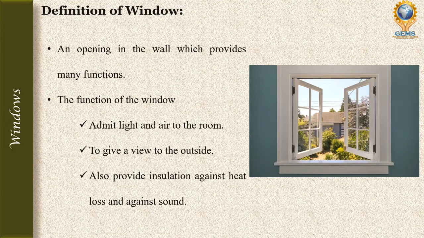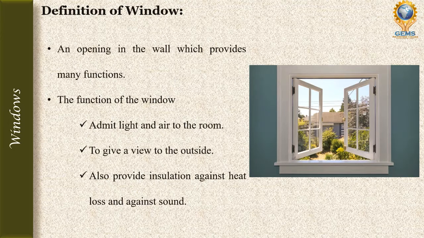Definition of window. If you see a window, that is an opening in a wall. It's just an opening in a wall. We are providing some steel or wooden materials to enclose the wall, and that window will have many functions. So the definition of a window is it is an opening in a wall that provides many functions. So what are the functions of the window? The first function is it will admit light and air to the room. Admit means it will give the entrance passage for the light and the air to enter the room.